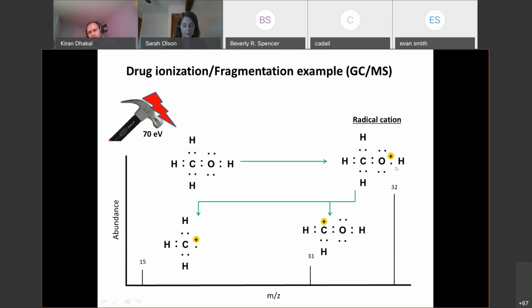Because you knocked off the electron, this becomes a radical, a very unstable cation, and it further breaks into other parts. Losing 1 hydrogen gives a mass of 31, or if it loses both oxygen and hydrogen, it becomes this part, which has a mass of 15. So basically, in the GCMS chromatogram, you will see this kind of chromatogram with fragmented ions.